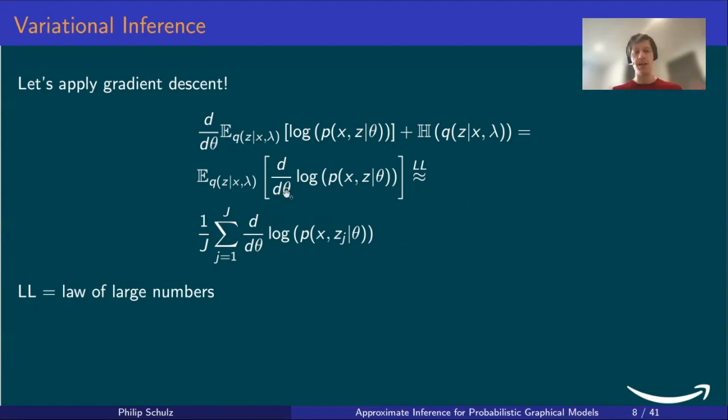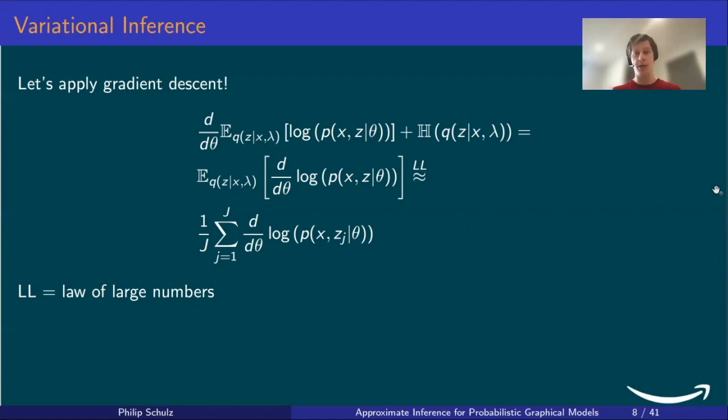And that's great, because while the exact expectation may be very hard to compute or even impossible to compute, we can actually approximate it via sampling. And I'm using LL here to denote the law of large numbers, which basically just says if you're drawing enough samples, you'll recover this expression exactly, right?